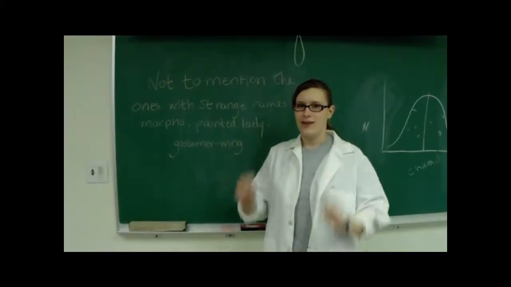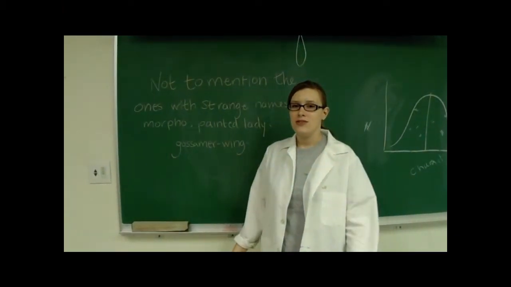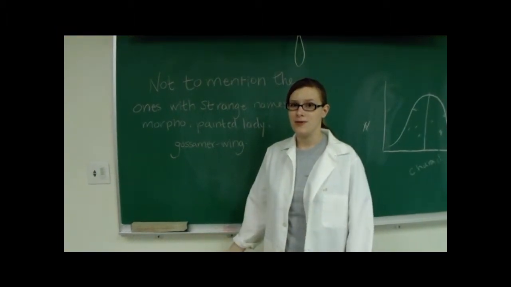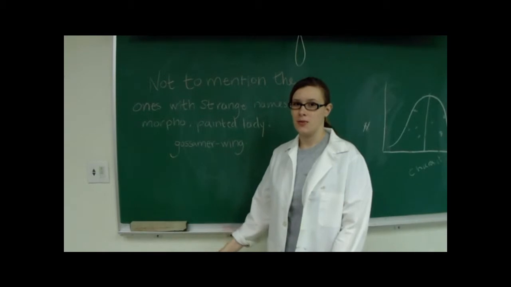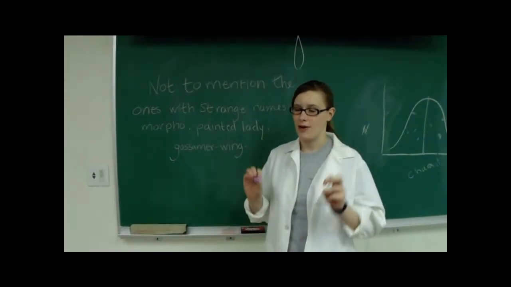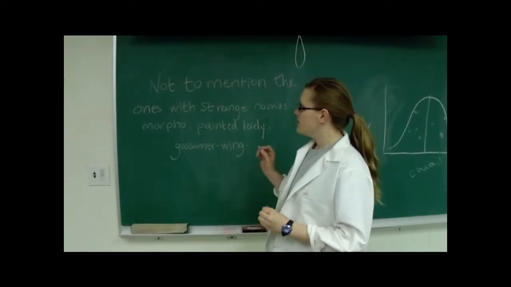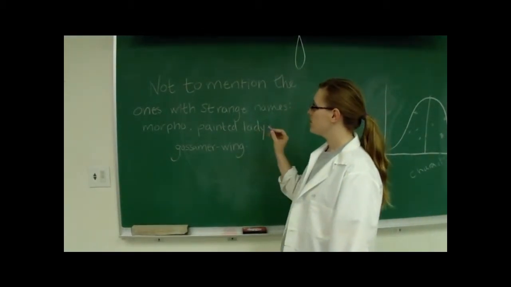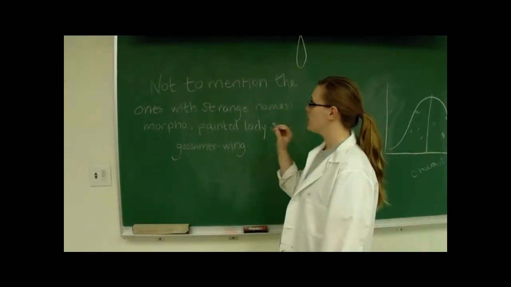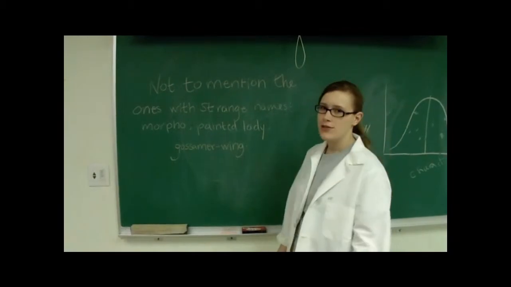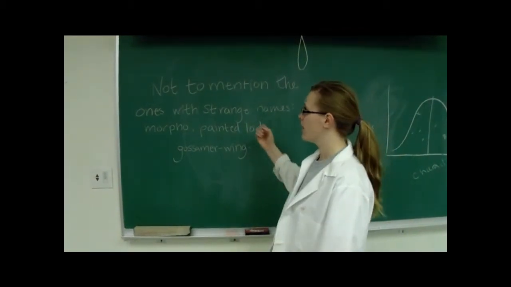Our next error is a self-correct. When a student is reading along and they read a word incorrectly, they might realize that they're wrong. So they'll go back and reread the word correctly, and the self-correct is not actually considered an error. So let's see what this would look like on paper. Not to mention the ones with strange names. Morpho, painted lady, gossamer wing. Here's how you would annotate the self-correction.